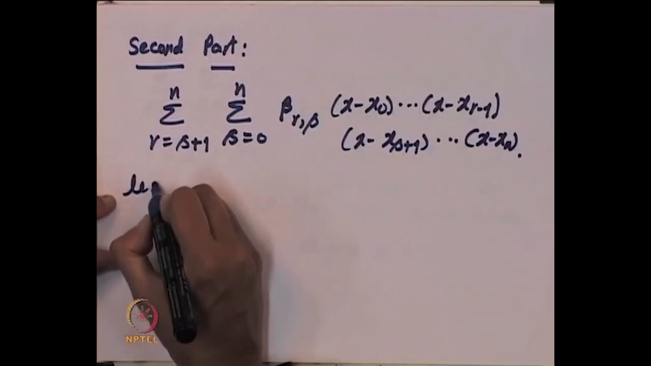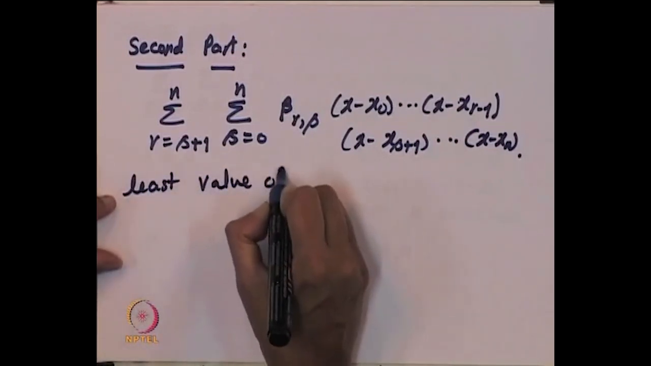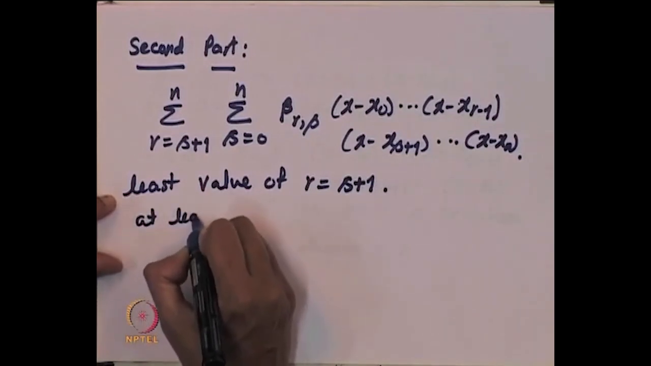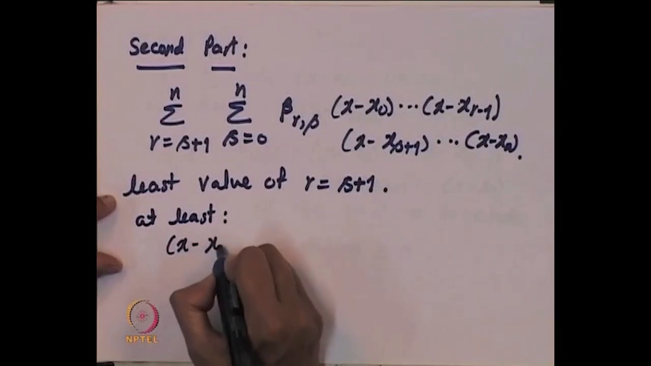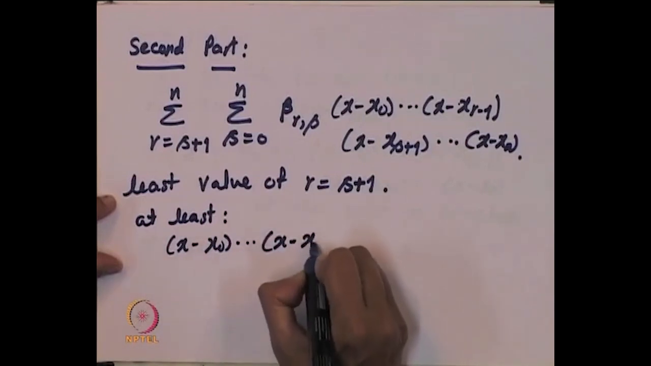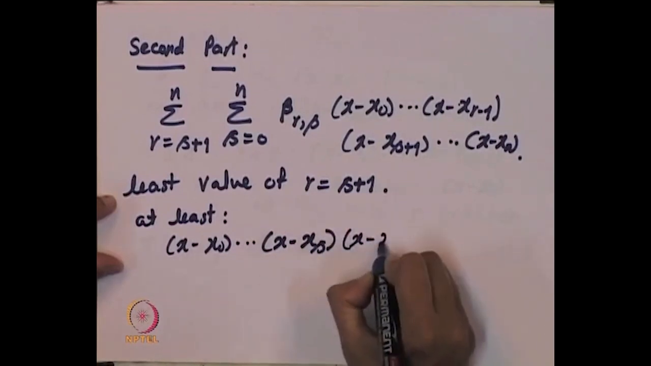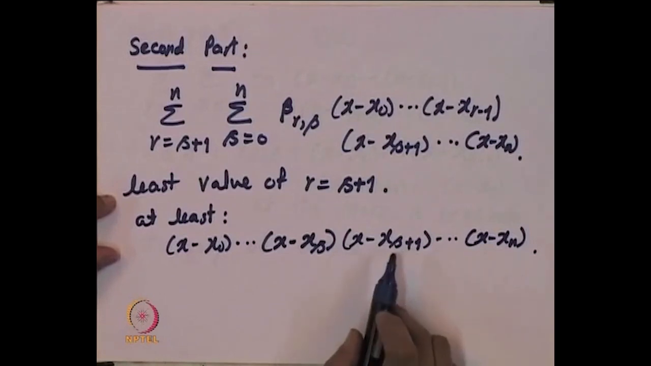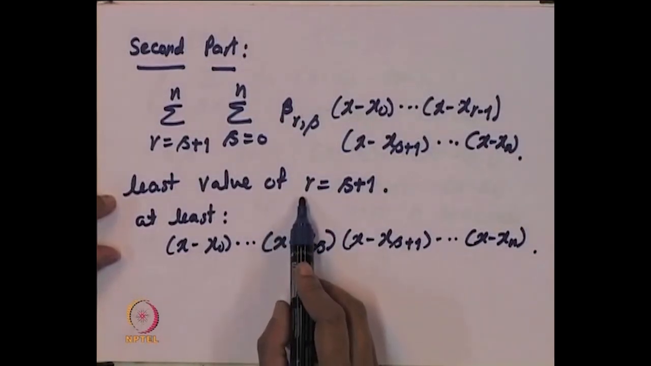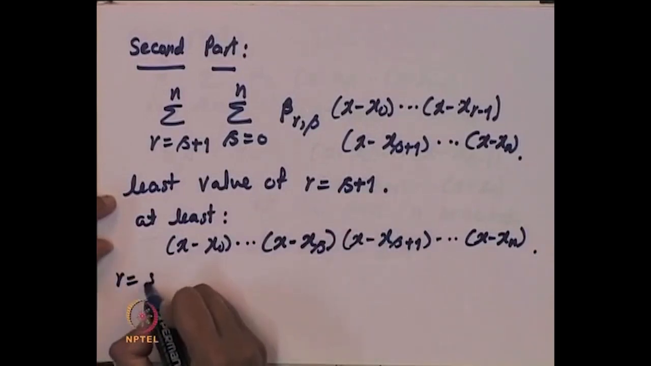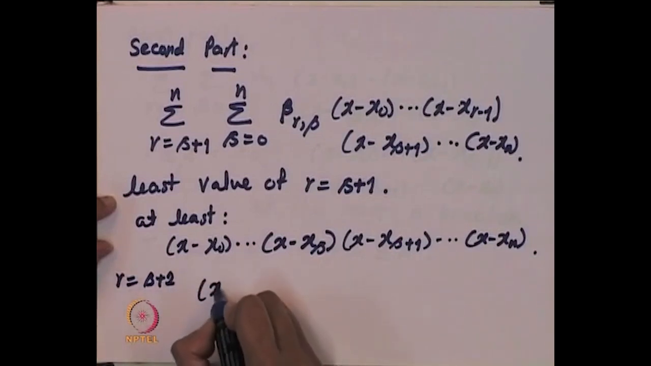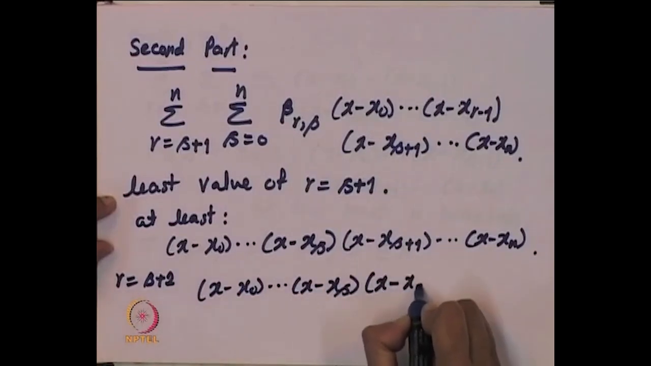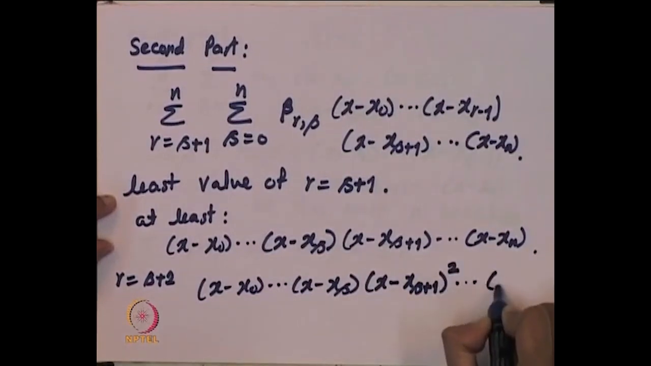So, the least value of r is equal to s plus 1. So, you have got at least the terms x minus x 0, x minus x s, x minus x s plus 1 up to x minus x n. So, this will be there, and in addition, if you are taking r is equal to s plus 2, what will happen for r is equal to s plus 2, you are going to have x minus x 0, x minus x s, x minus x s plus 1 square and then x minus x n.